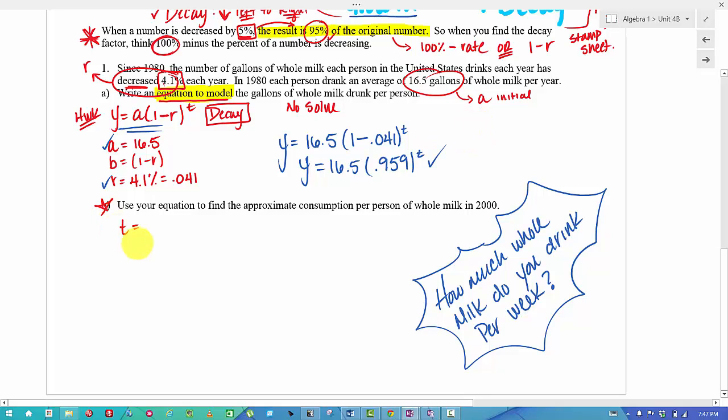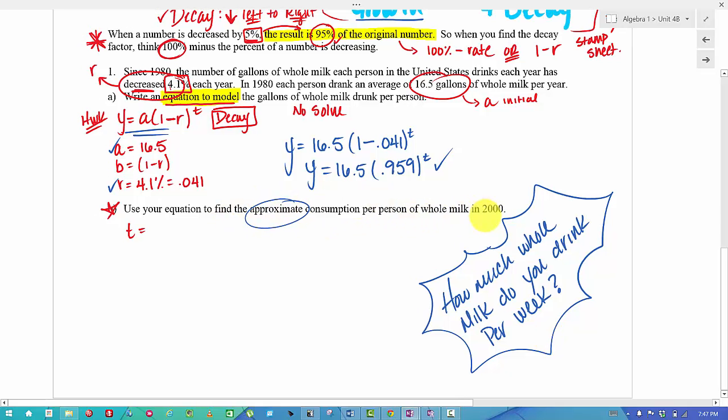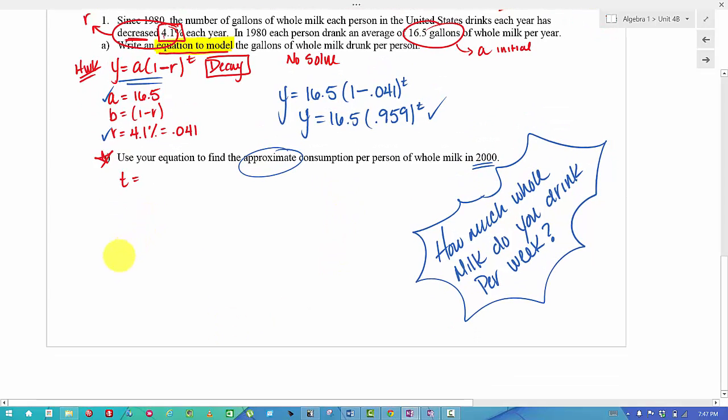So that's our model. Now the next question is going to ask us to estimate or approximate how much milk is drank in the year 2000. So what they've really done here is they told us the number of periods or events, years in this case, that have passed of this decreasing value, this decrease of 4.1%. So to get that, we're going to take the year 2000 and subtract from it the time that we started decreasing, in our case 1980. If we subtract that off, we find out that our time period is 20 years.